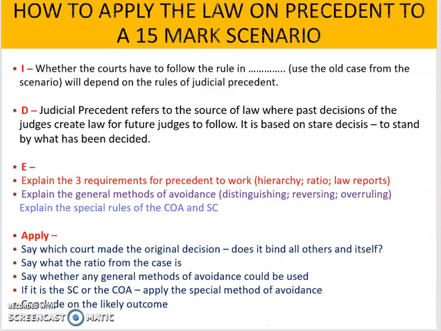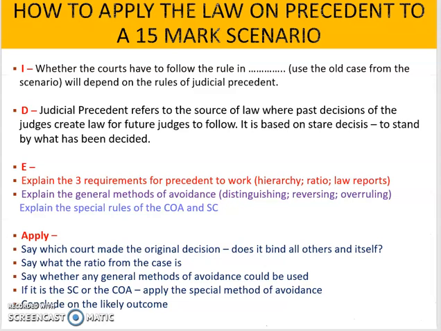And in this video today, I'd like to talk to you about how to apply the law on precedent to a 15-mark scenario. Remember, precedent's from exam 1, and you could get a 5-marker or maybe even 2 5-markers on the topic of precedent. But you could also get a 15-mark scenario on precedent, and that's the slightly harder type of question. So I just wanted to run through how you would go about applying the law.